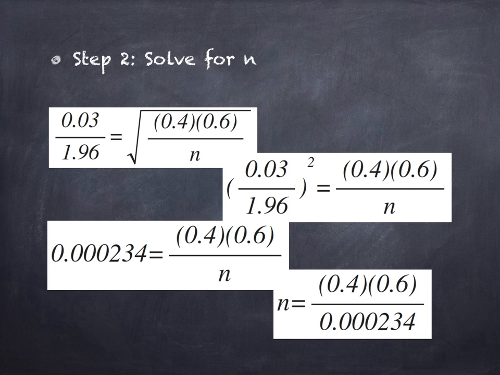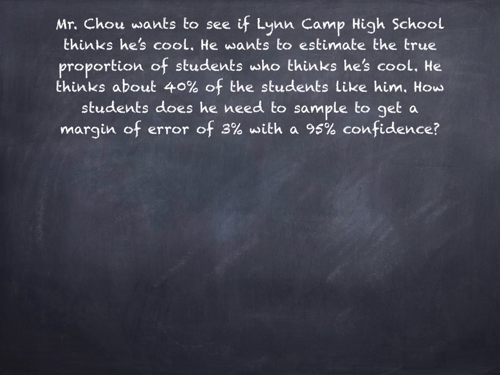So, what's the answer? Well, again, Mr. Cho wants to see if Lin Camp High School thinks he's cool. He wants to estimate the true proportion of students who think he's cool. He thinks about 40% of students like him. How many students does he need to sample to get a margin of error of 3% with 95% confidence?